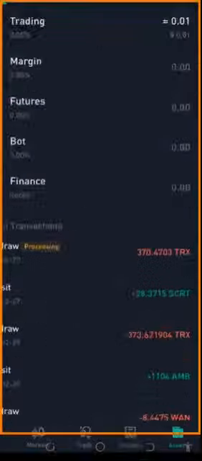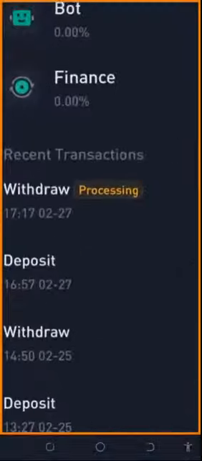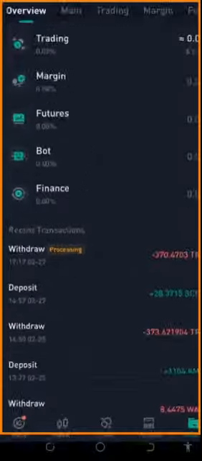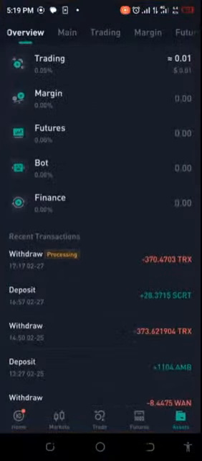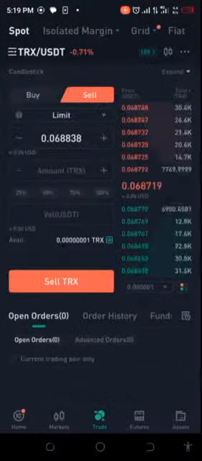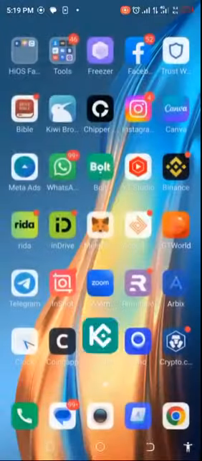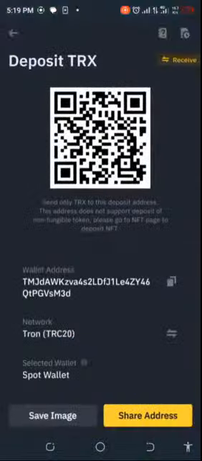Okay, so currently it's processing. As you can see, it's processing. So let's just hope it doesn't take too much time. And let's hope by the time we get over to Binance, the price will be favorable. Okay, let's go and check what's going on in Binance. Let's check very quickly and then let's see how this goes.